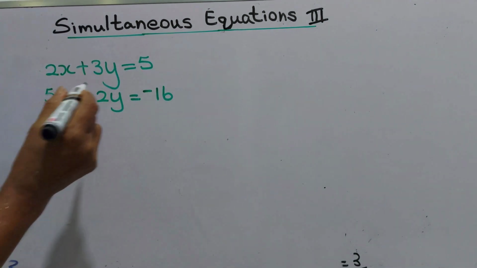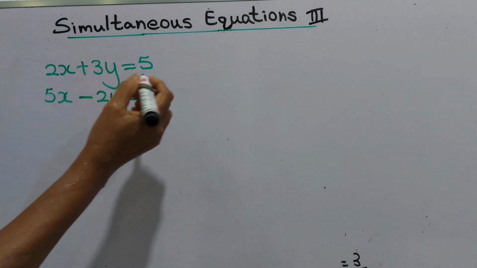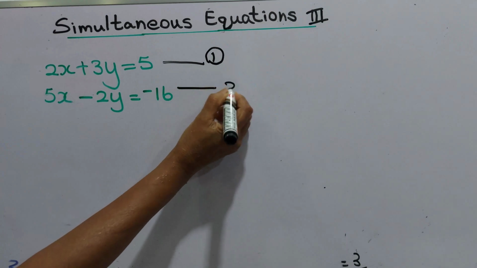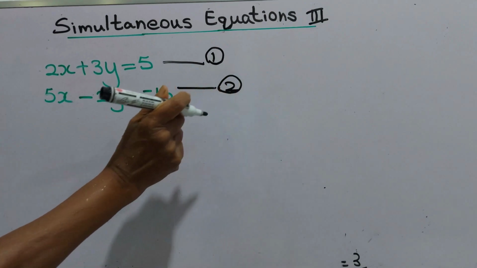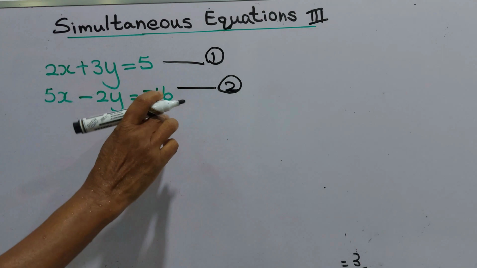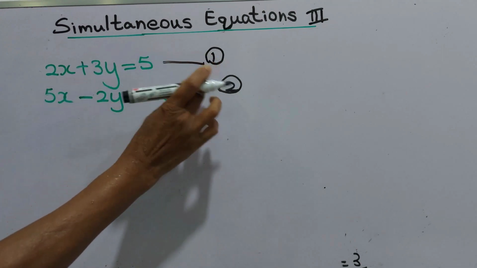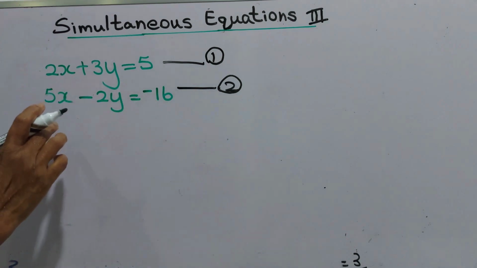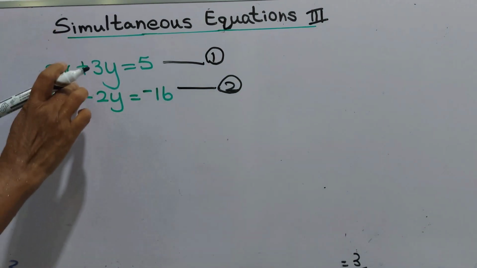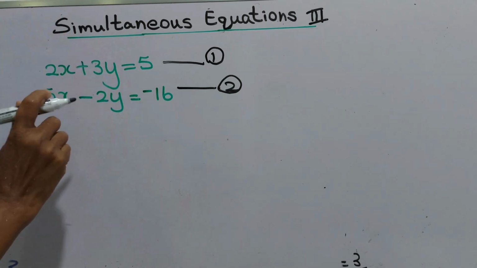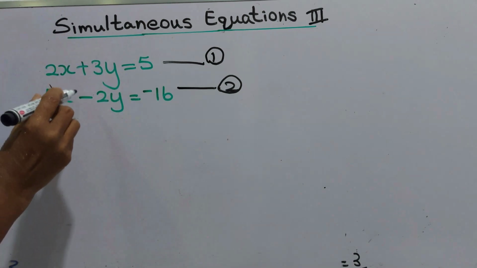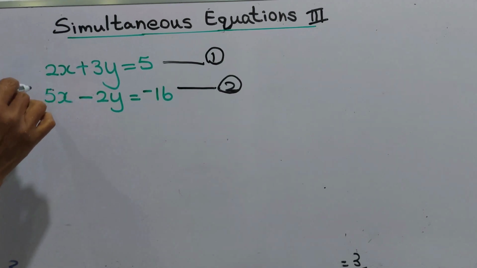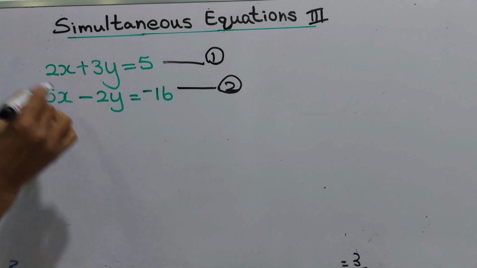First step is we are going to label the equations: this one as number 1, and the second equation as number 2, so that the working is made clear. The next step is we choose one unknown and multiply the equation by a factor. That means to eliminate, we make the same coefficient in both equations.